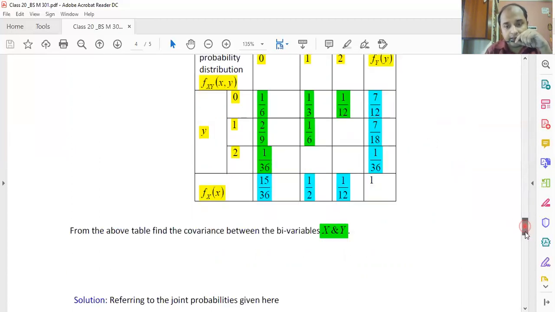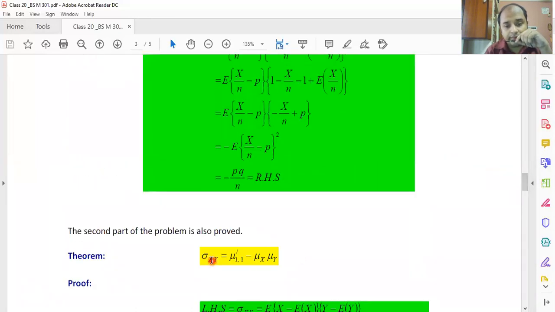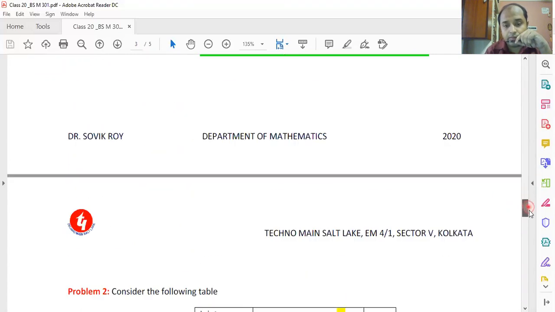So let us calculate the covariance. To calculate the covariance, we need this particular formula. So we need to calculate mu 1,1 prime first, and then mu x and then mu y. If we consider their difference, then sigma xy, that is the covariance between the two variables, will come out. How to calculate mu 1,1 prime?